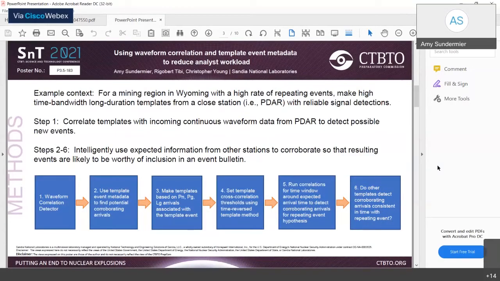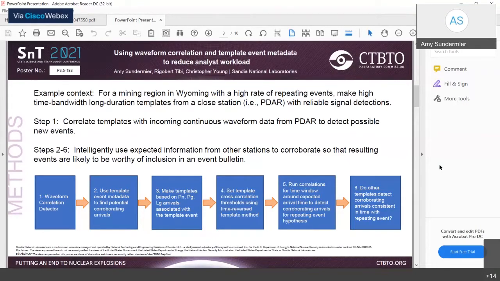The method that we're using starts by correlating templates with continuous incoming waveform data, for nearby stations. In our case, we're looking at applying this technique to mining blasts. We know there's a lot of repeating events. It should be possible to detect those repeating events with high confidence from nearby stations. But then the problem is you want to corroborate those detections.